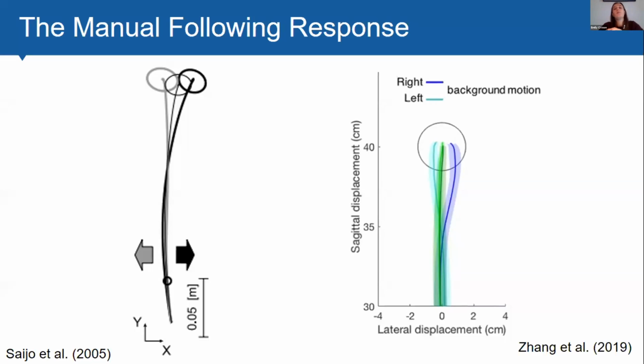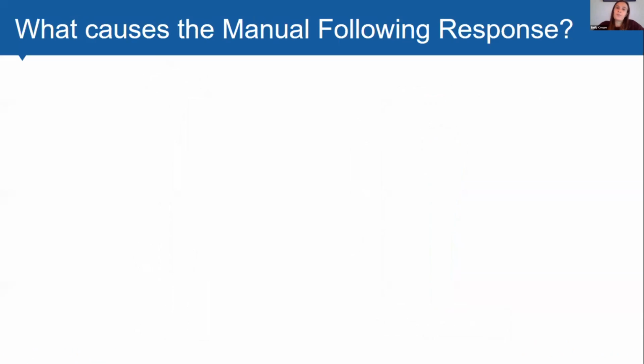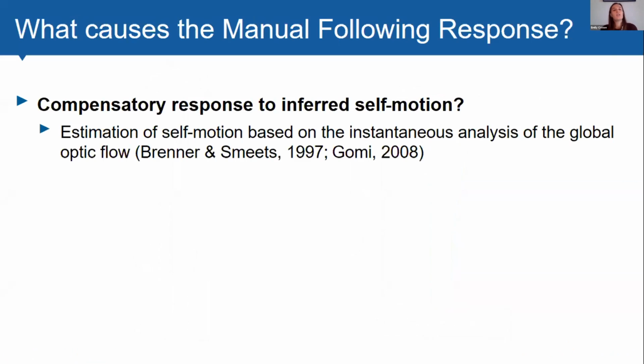So if the background moves leftward, my hand will follow that background leftward. And if the background moves rightward, my hand will follow that background rightward. This has led people to ask, what causes this manual following response and why do we do it? The most compelling explanation so far is that it is a compensatory response to inferred self-motion. The idea is, if the background moved leftward, I infer that I myself have moved rightward, and therefore I need to correct accordingly and compensate by moving my hand leftward in the direction of that background motion.